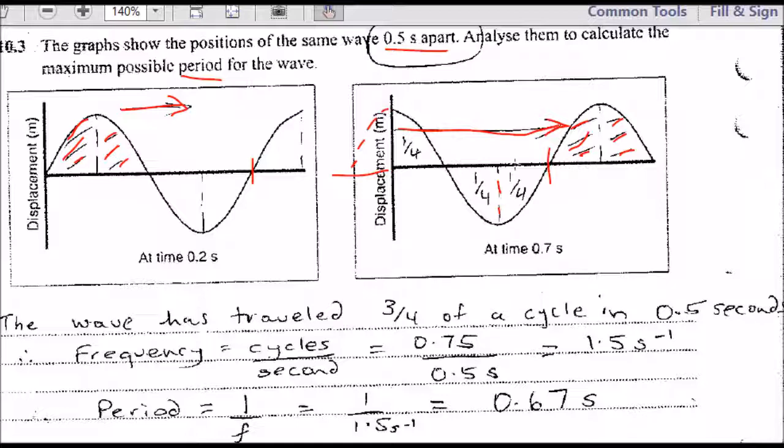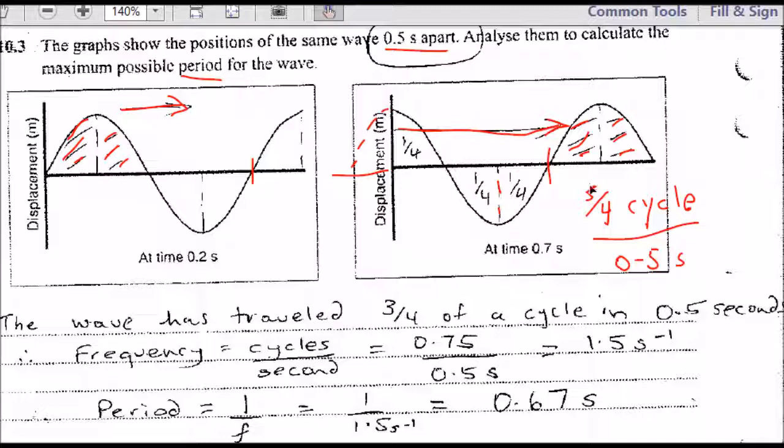Okay, so I know it's gone 3/4 of a cycle. It's moved 3/4 of a cycle. All right, I'll just write that in, and I may as well do it over the time. So in 0.5 seconds. Okay, so this is how we calculate the frequency.